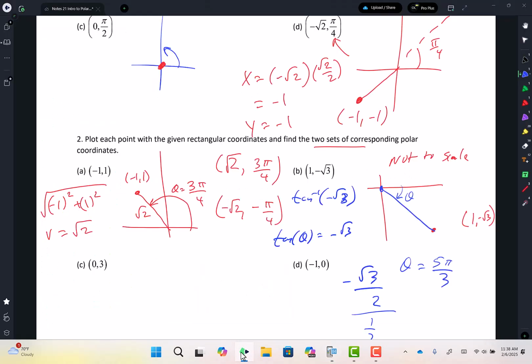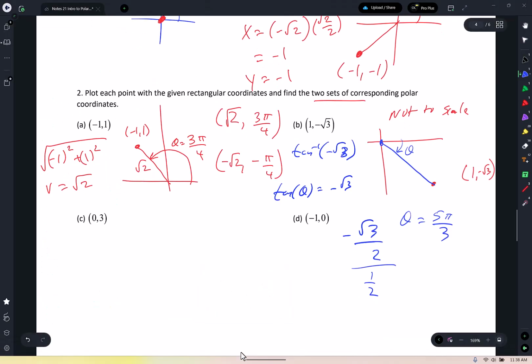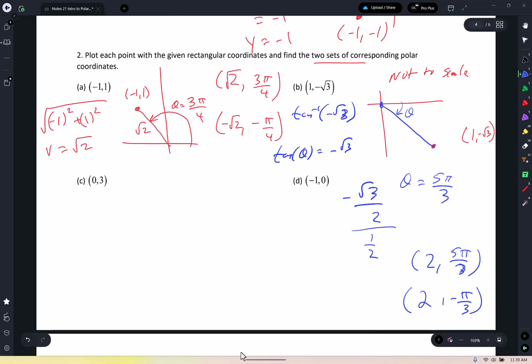All right. Okay, here's the answer, guys. The radius. Square root of 3 squared is 3. 1 squared is 1. 3 plus 1 is 4. Square root of 4 is 2. So here's my coordinates. 2 comma 5 pi over 3. Or you can also use that negative angle they gave us, right? Negative pi over 3, comma 2. Both of those are the same coordinate. Because negative pi over 3, go clockwise. And then 2.